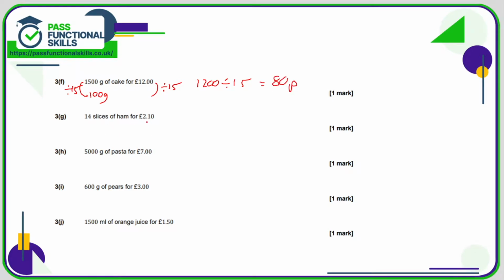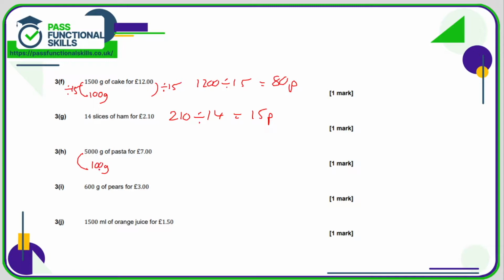14 slices of ham is £2.10, so one slice of ham is simply 210 divided by 14, and that works out at 15 pence per slice. 5,000 grams of pasta is £7, so 100 grams.